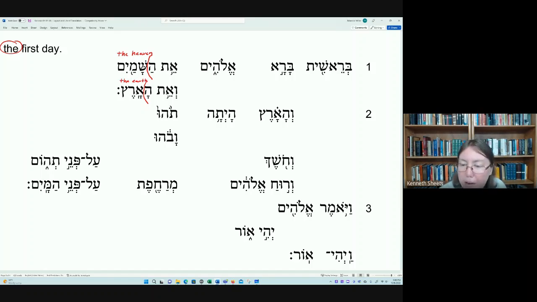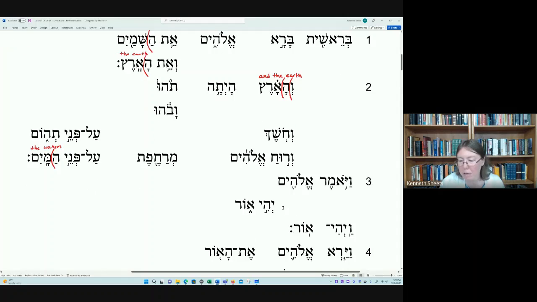Ha'aretz. Oh, look at that. Conjunction, article, and the earth. Hayitha thohu wavohu. Wachoshek al panei thahom. Waruach Elohim merachefeth al panei hamayim. Look at that. Hey with the pathak, followed by a Dagesh forte. There's another article there. So this would be the waters.